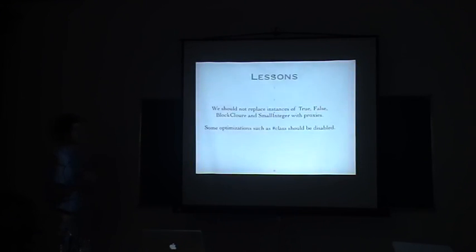So the lesson that I learned here is that I cannot replace instances of true, false, block closure, and small integer with proxies, because of what I told you, otherwise I'm not able to intercept messages, and for some other reason: the VM doesn't like to change that. And also, some optimization of class should be disabled so that I can intercept and forward to the target object.